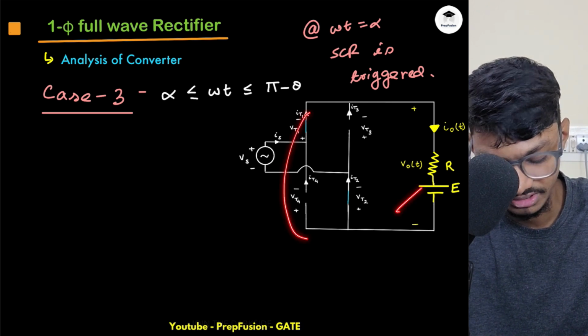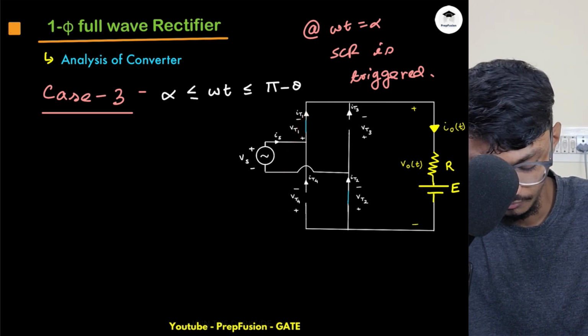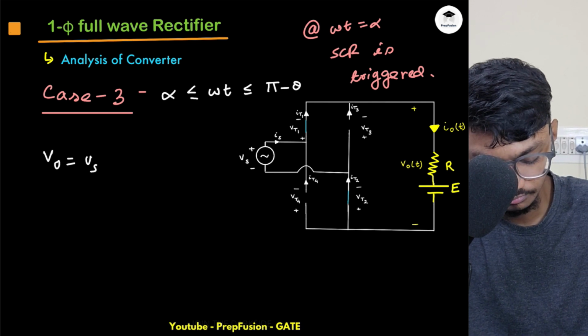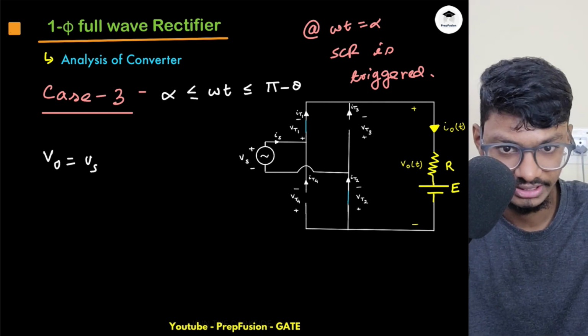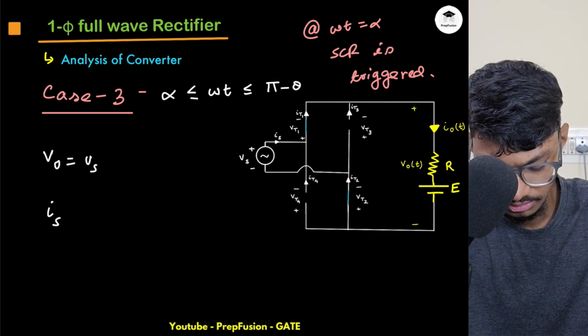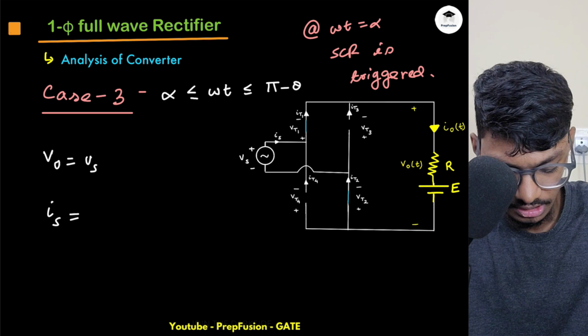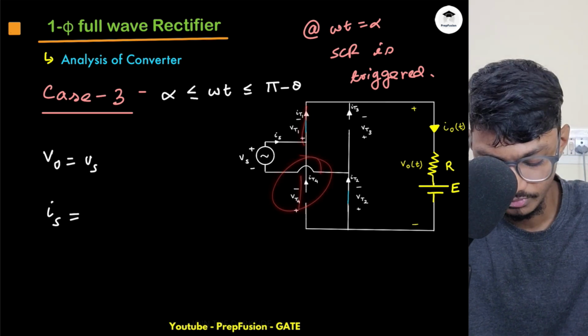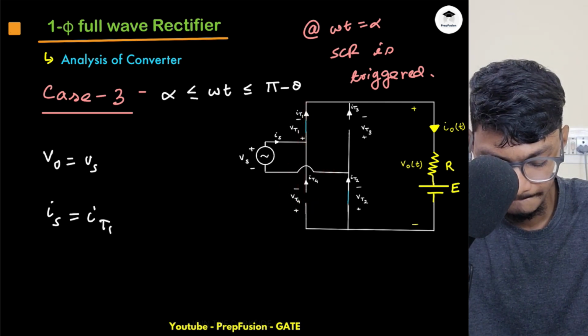Your VO will be simply Vs. Okay, so if these two are on, VO is Vs. And here, if you just write down the currents, your IS will be equal to what? This is IT1 plus IT4. IT4 is 0. So it is equal to IT1, which is equal to what?